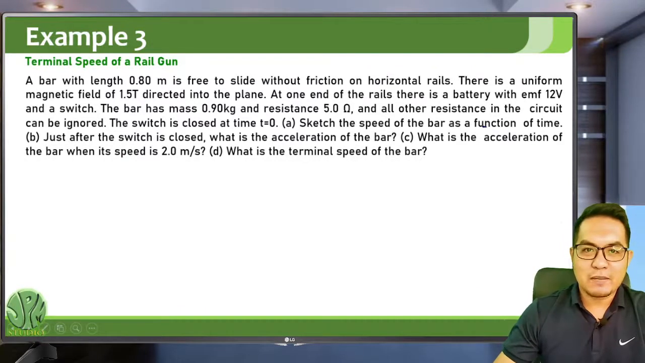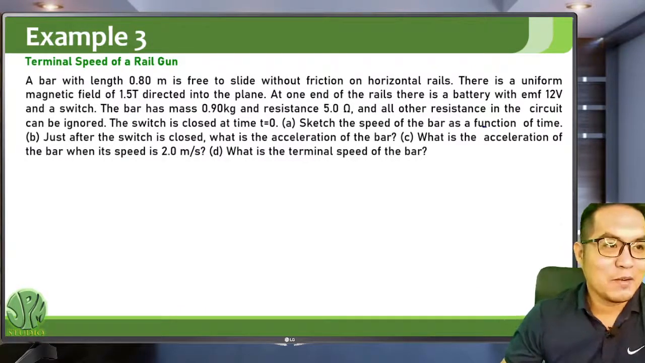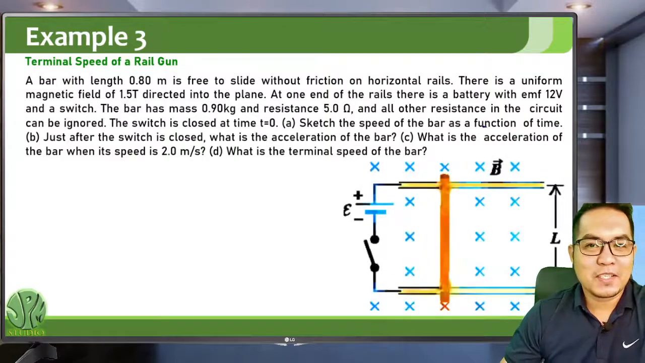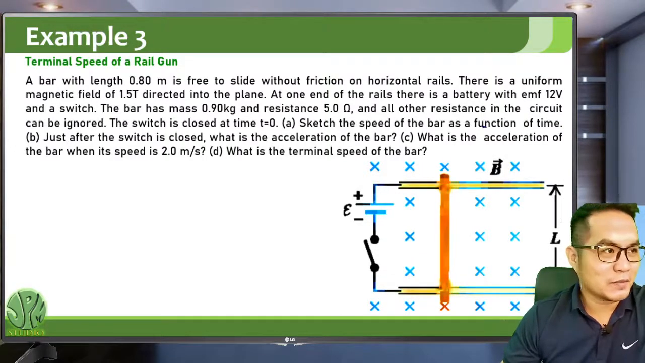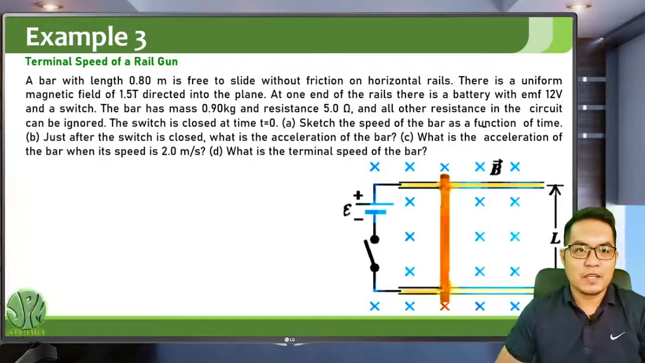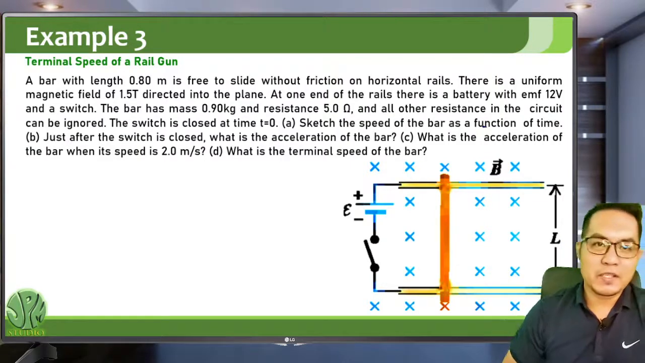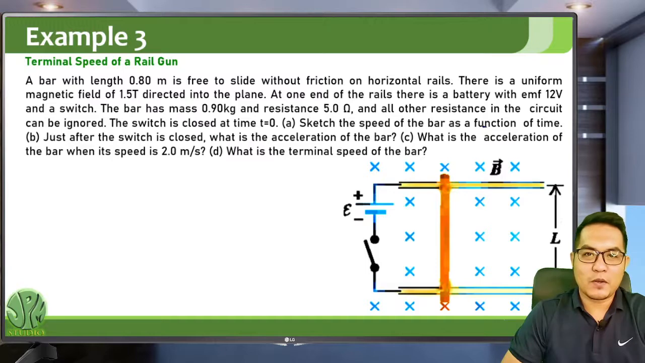Okay, this is the last example, and this is a very, very challenging problem. This is what we call a railgun. A bar with length 0.80 meters is free to slide without friction on a horizontal rail. There is a uniform magnetic field of 1.5 Tesla directed into the plane. At one end of the rails, there is a battery with EMF 12 volts and a switch. The bar has mass 0.90 kilograms and resistance 5 ohms, and all other resistances in the circuit can be ignored. The switch is closed at time t equals 0.